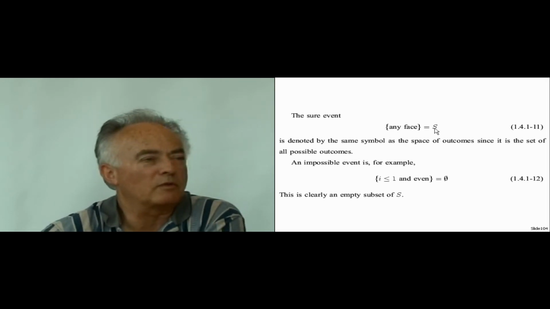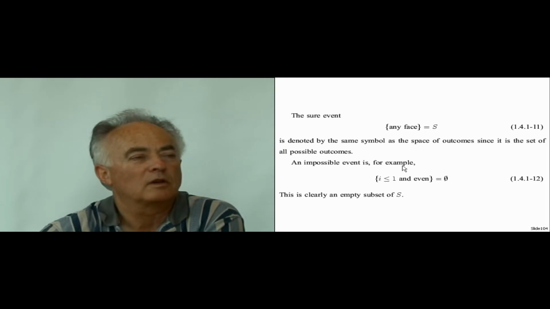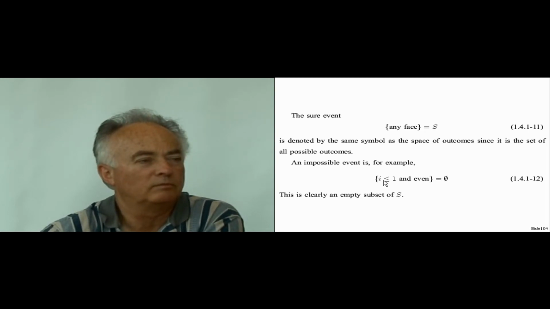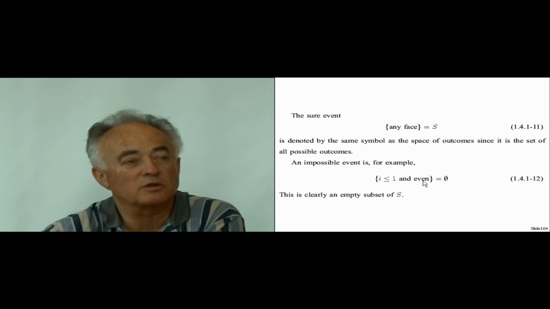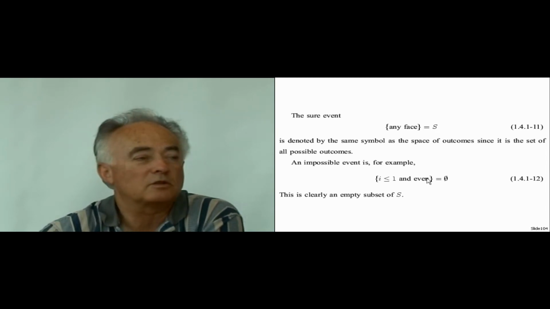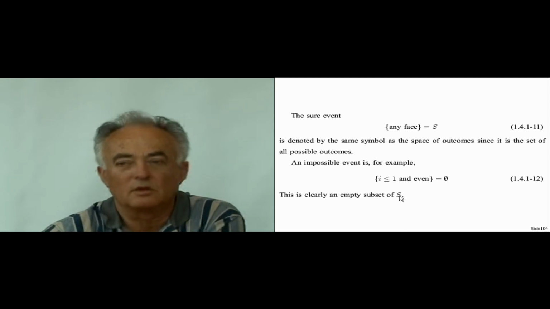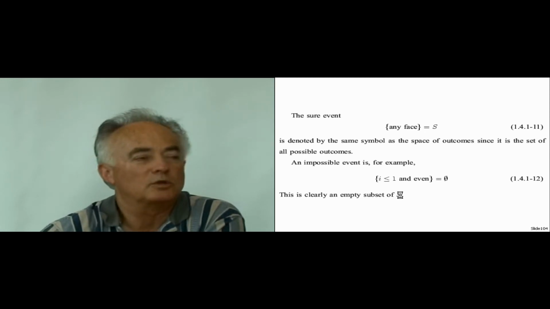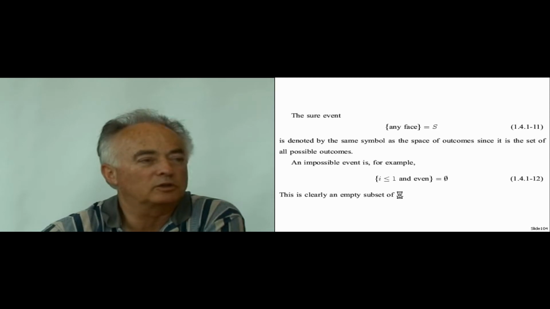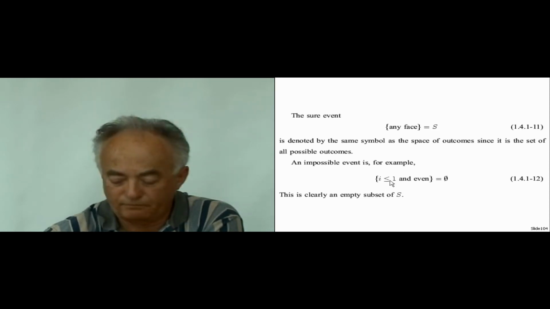The impossible event, an example here, is i less or equal to 1. That's possible, because face 1 is feasible. Even is feasible, but not both at the same time. So this is impossible. This is an empty subset of S. You cannot find in the space of outcomes an outcome which has a face number less or equal to 1 and happens to be even.